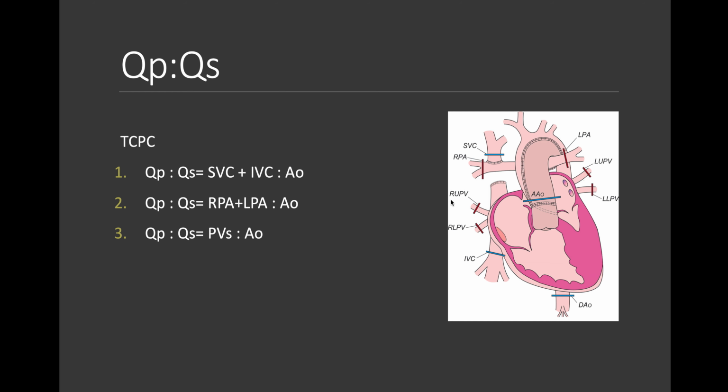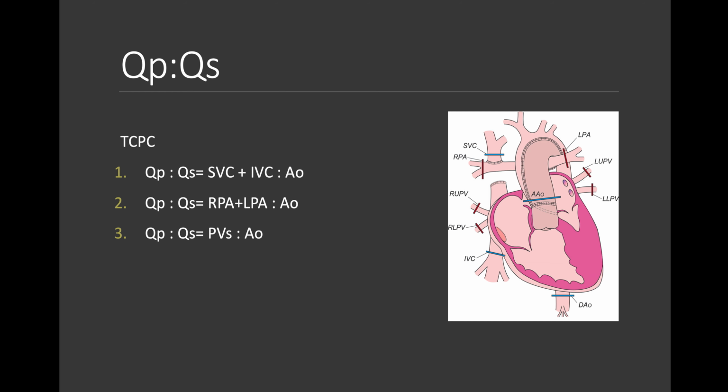TCPC, on the other hand, is when the superior vena cava and the inferior vena cava are connected to the pulmonary arteries, which means that pulmonary flow, or the QP, could be measured as the total sum of superior vena cava and inferior vena cava, or the total sum of the RPA and LPA. But kindly note, that's an important point, that we need to measure the RPA after the connection of the superior vena cava and the inferior vena cava. QS, or the systemic circulation, would be, of course, the blood that goes in the ascending thoracic aorta.